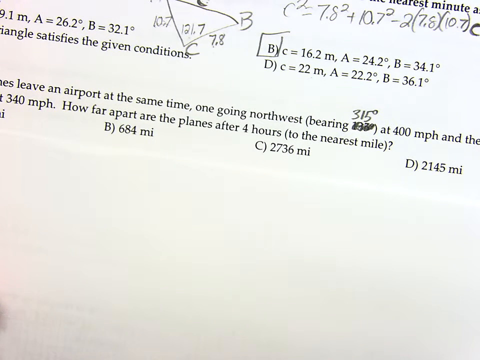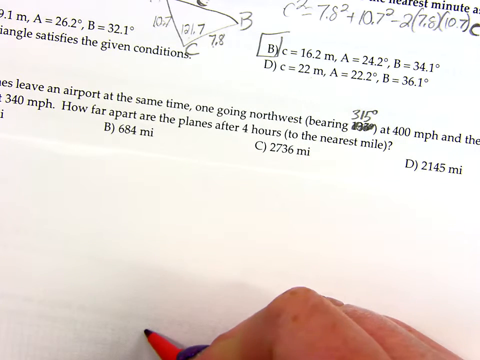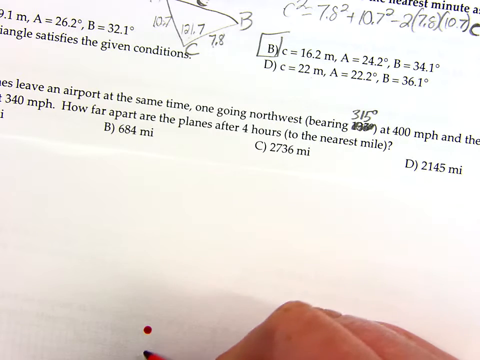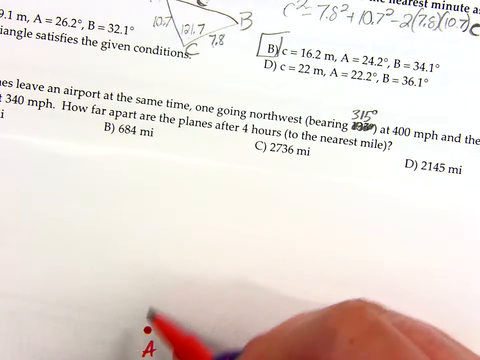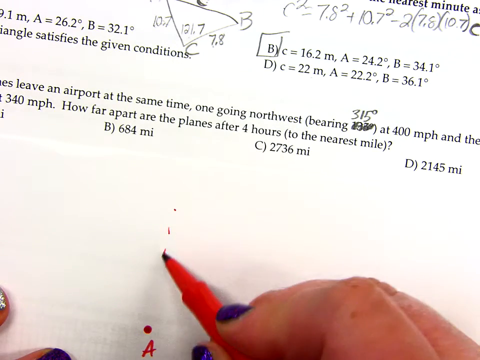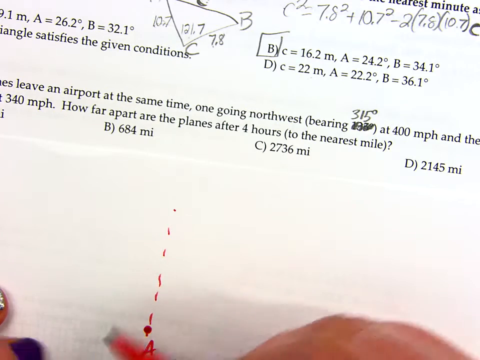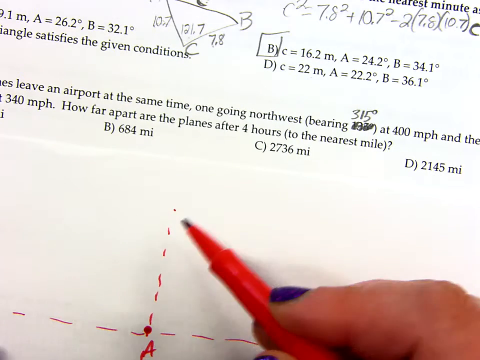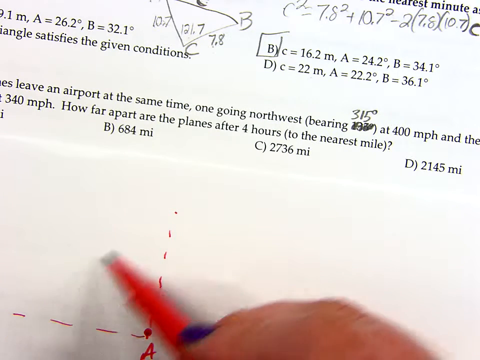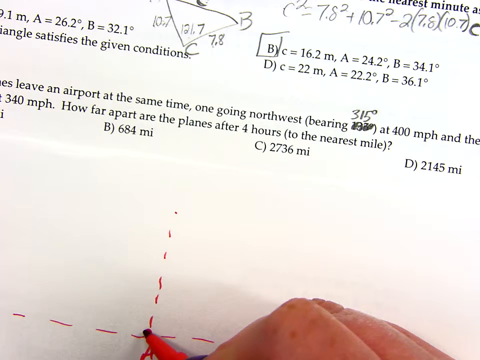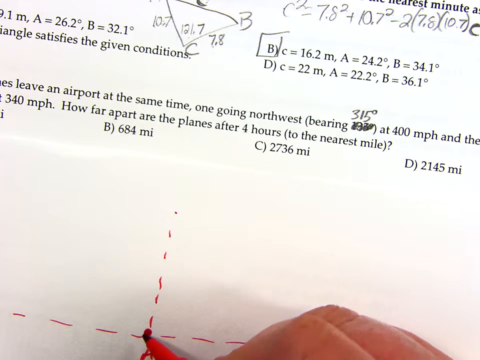All right, so let's draw this one out. I have 2 airplanes leave an airport at the same time. One going northwest on a bearing of 315. Okay, so here's my airport, right? And then I have one plane flying northwest, so that's a bearing of 315 degrees. So here's my straight ahead is 0, 90, 180, 270, 315 is exactly halfway in between these two. That's why it's northwest, right?